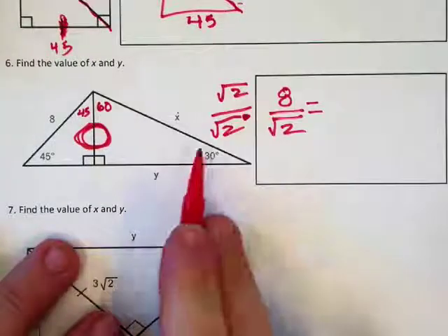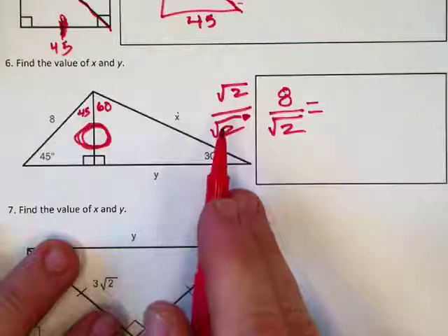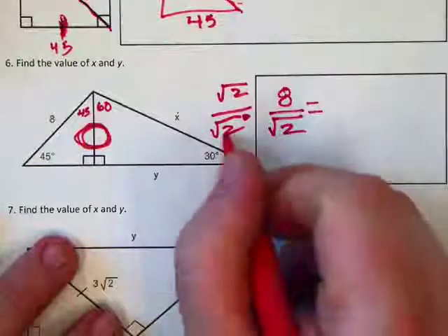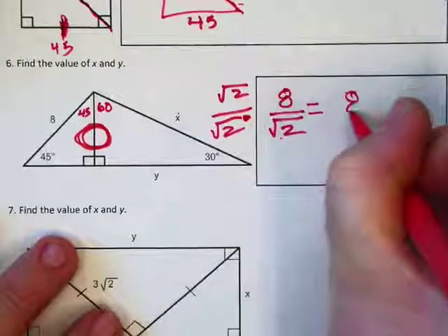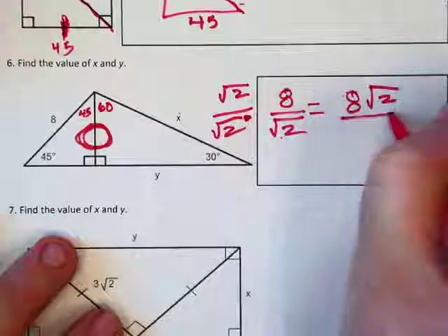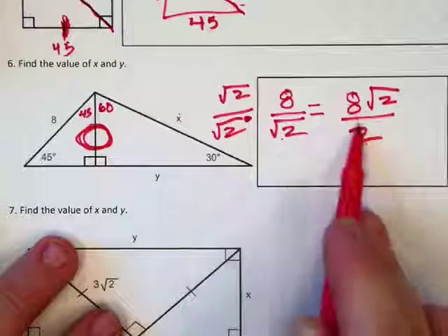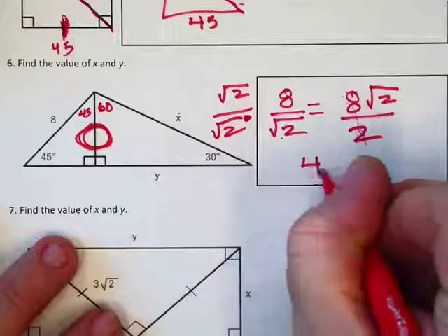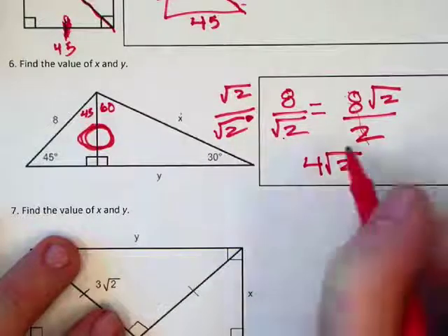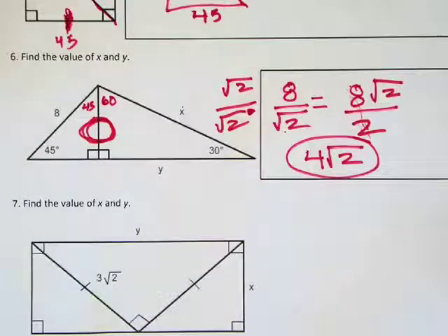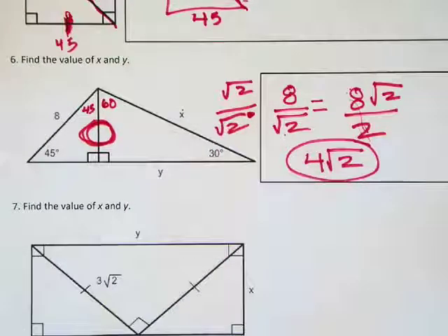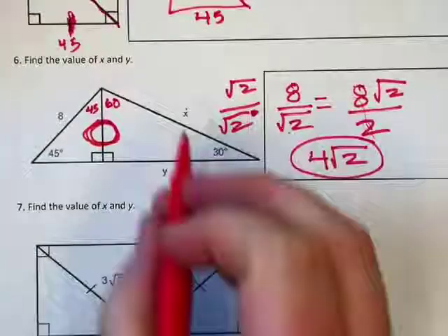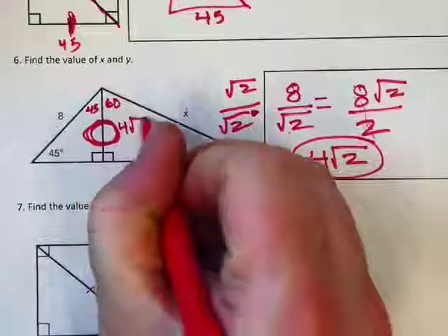And that's the same thing as multiplying by 1, because when you divide anything by itself, you get 1. Square root of 2 times the square root of 2 is just 2. So now we have 8 times the square root of 2 over 2. We can divide 8 by 2, and that gives us 4 times the square root of 2. So you always want to make sure that stays there, because you have to do it to the top and the bottom to make sure it stays balanced. So now we know the length of this is 4 times the square root of 2.